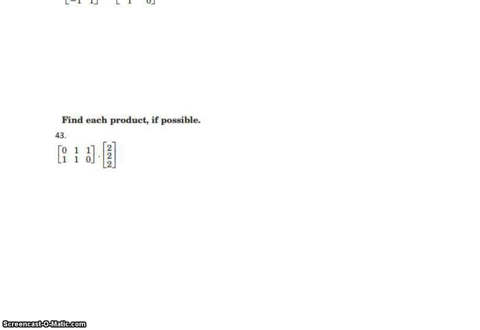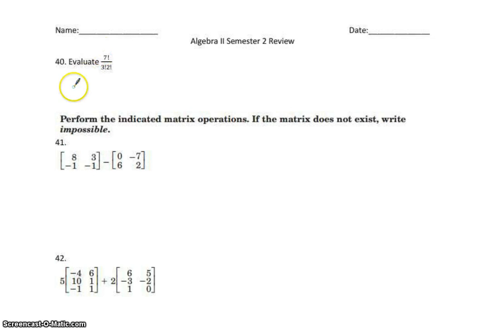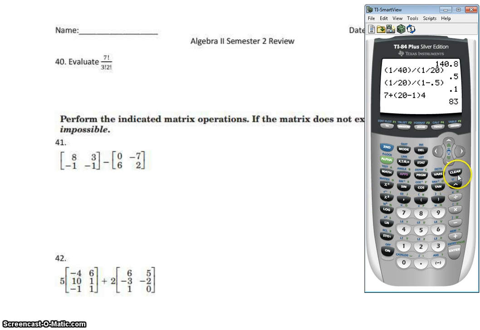Okay, going to the next page. The last page, maybe. Nope, getting close to it, though. Evaluate 7 factorial over 3 factorial, 2 factorial. You're simply going to do it in the calculator, but the trick is to make sure you use parentheses on the bottom.